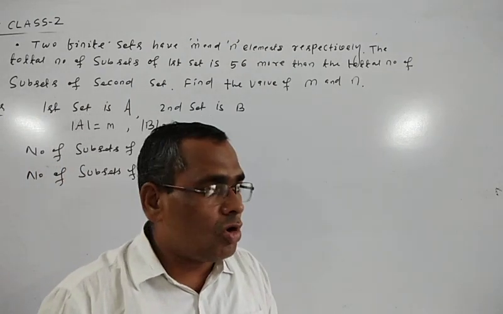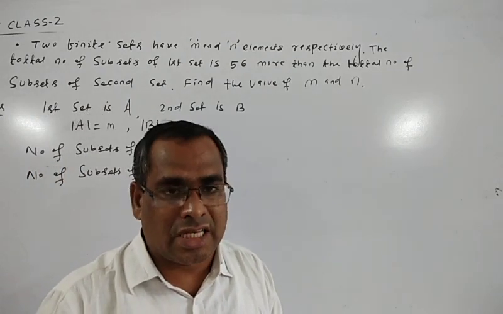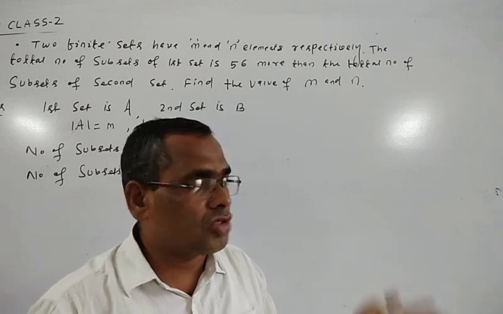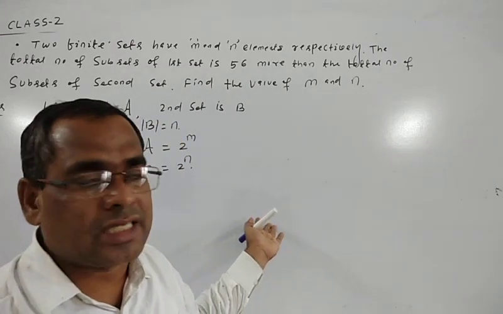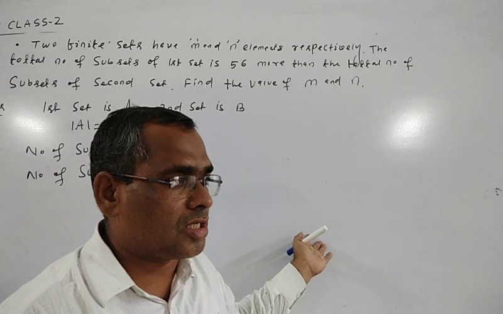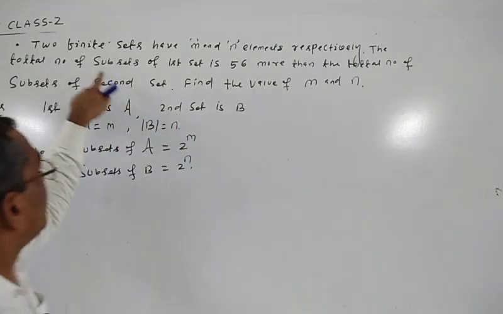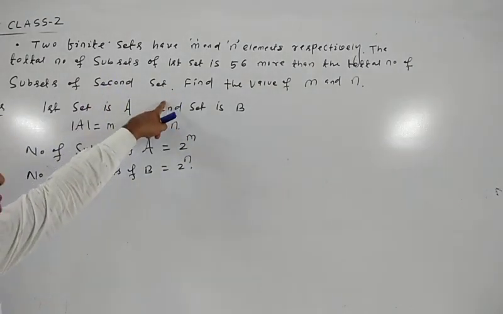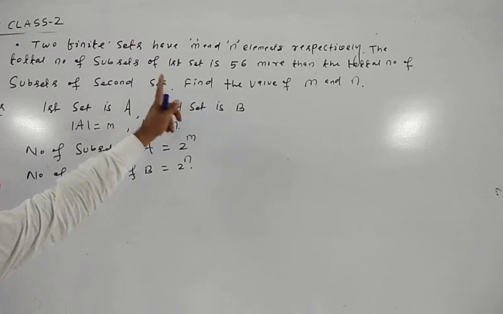So which set has the maximum number of subsets? Naturally, set A has the maximum number of subsets. So the value of m must be greater than the value of n.